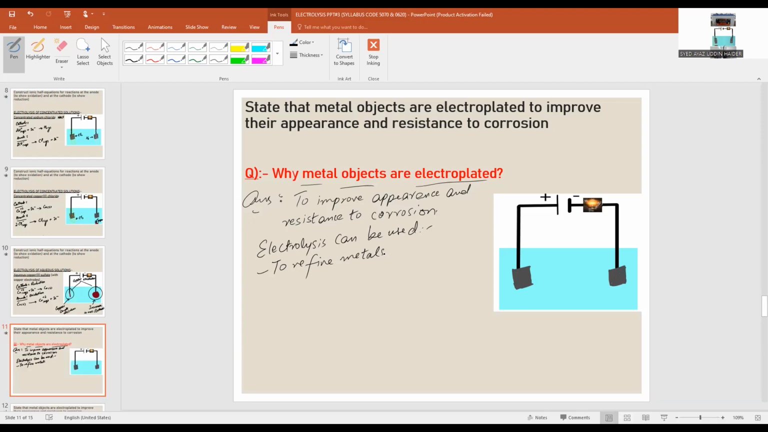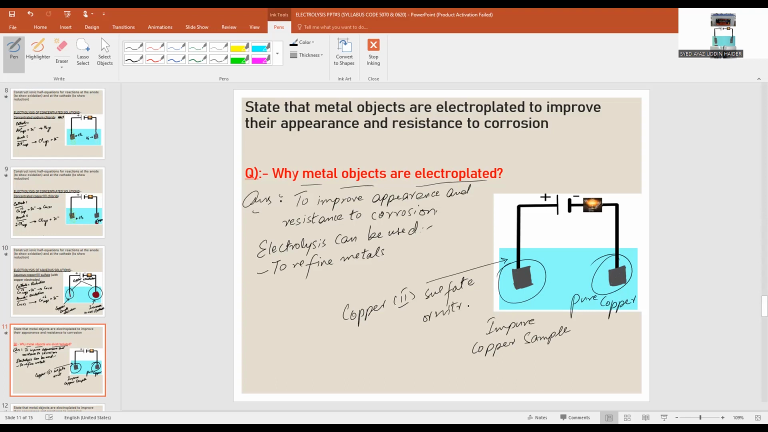The cathode will be made of pure copper. The anode will be made of the impure copper sample. The electrolyte will be a solution of a copper salt. Best, you can have copper 2 sulfate or nitrate. This is the electrolyte.